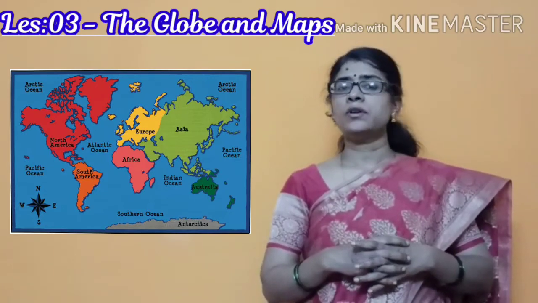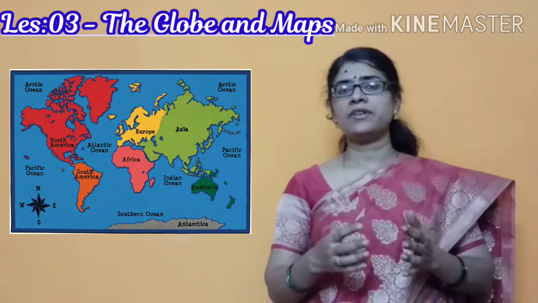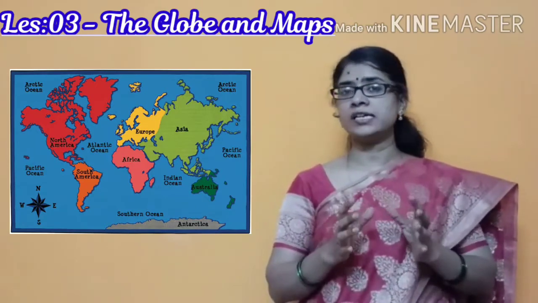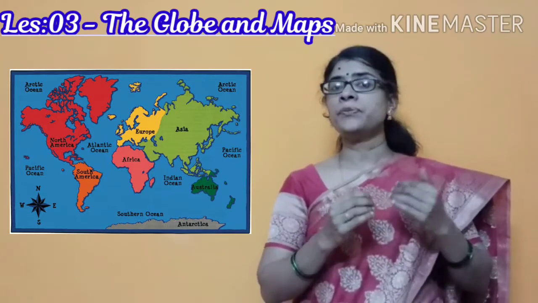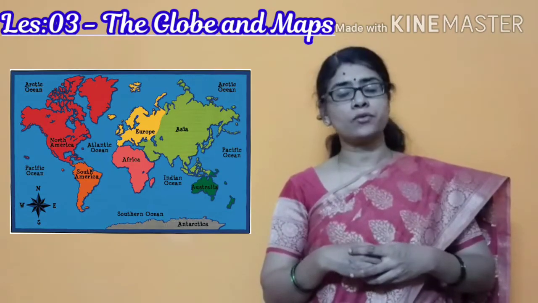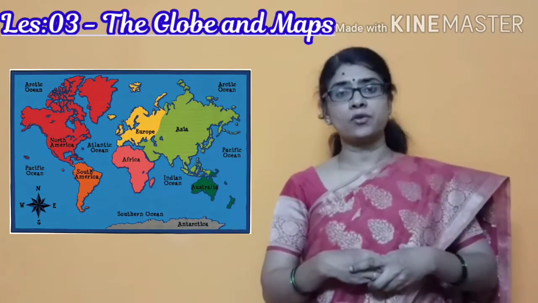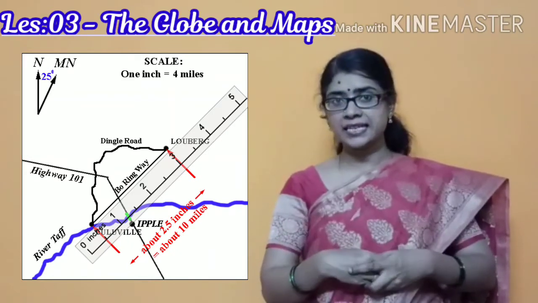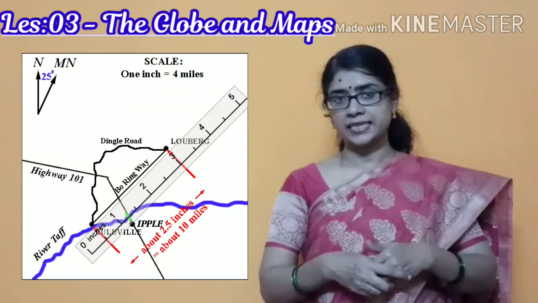It is also given in different scales, children. One cartographer will take a scale to draw a map. That scale is a proportion of the distance on the map to the actual distance on the ground. Scale helps us to know the distance between two places.